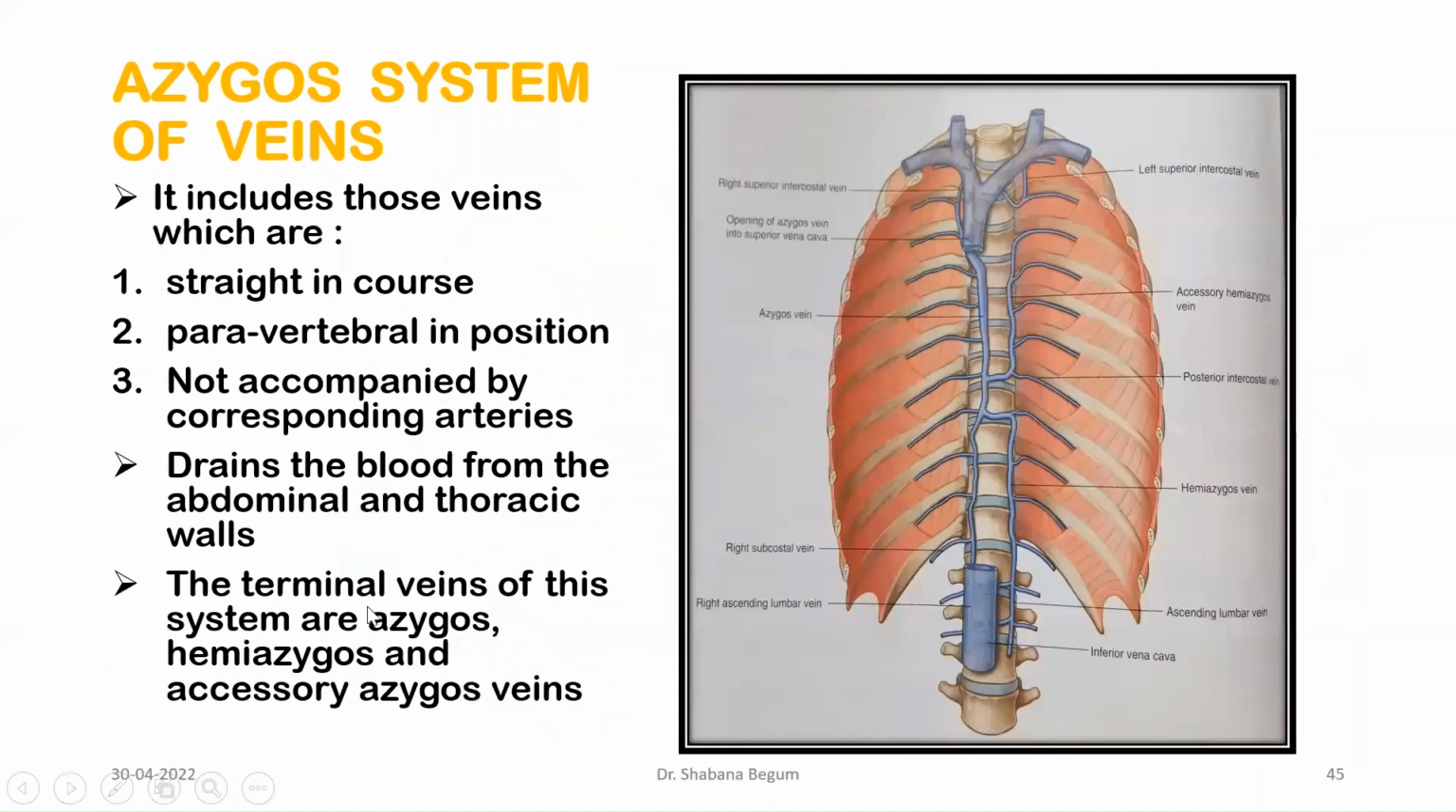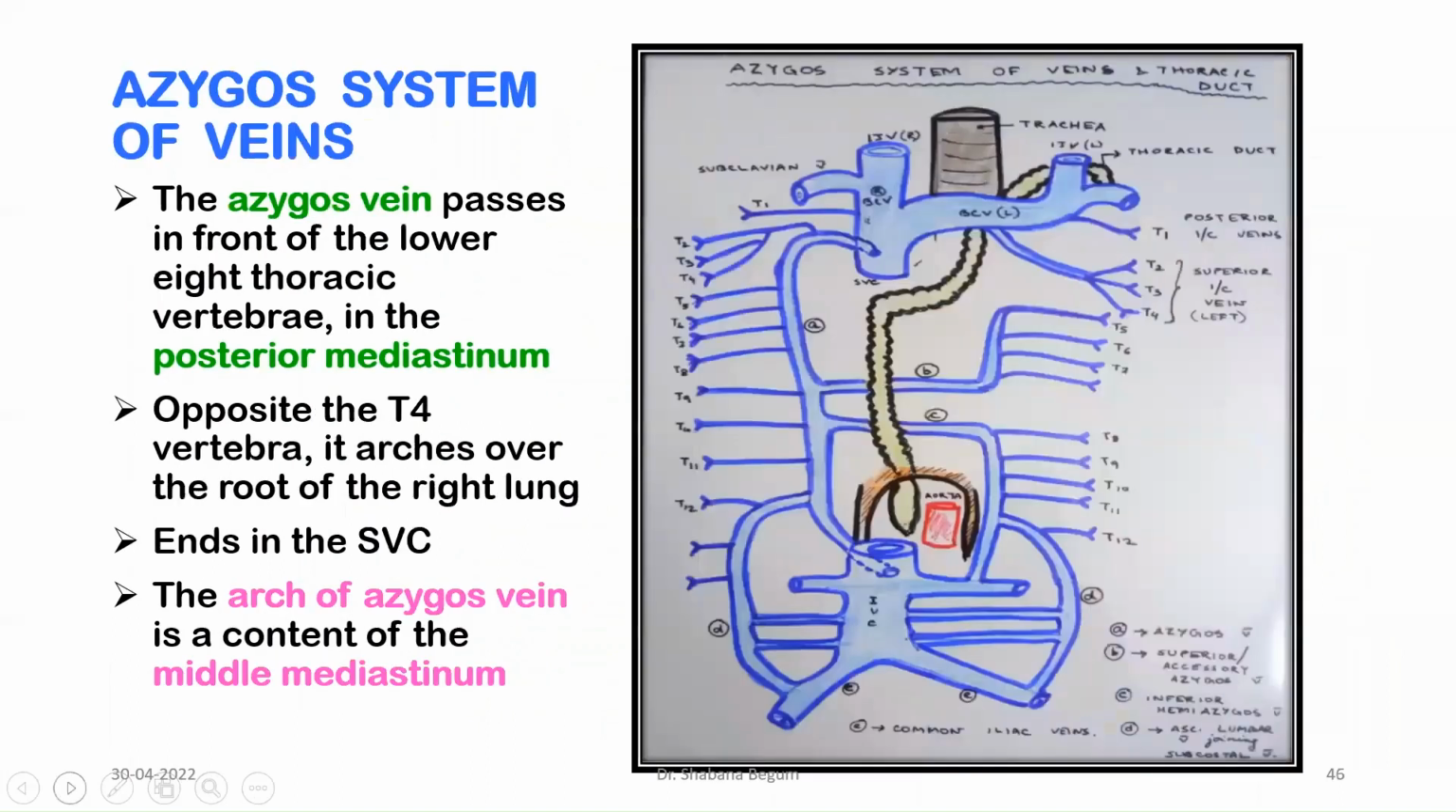The azygous system of veins. These are those veins which are straight in course, paravertebral in position, and not accompanied by the corresponding arteries. The term azygous means without companion. It drains the blood from the abdominal and the thoracic walls. This is another picture showing the azygous system. Ultimately, the azygous vein drains into the superior vena cava.